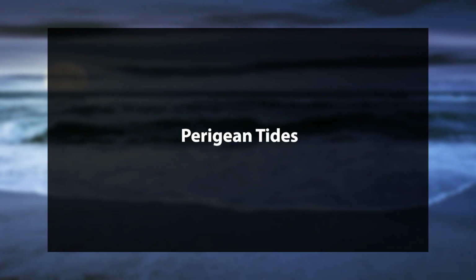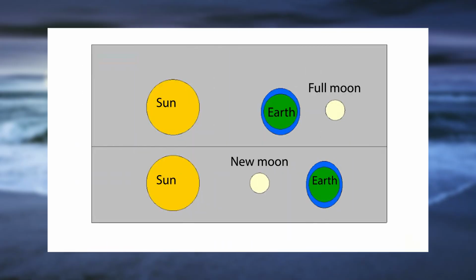Now, perigean tides. As the moon revolves around the earth on an elliptical path, its distance varies from the earth. At perigee, the moon is closest to the earth, around 356,000 km, and this accounts for greater gravitational force. Therefore, the tide during this time is very high. It is higher than the normal tide, almost 15 to 20% higher.